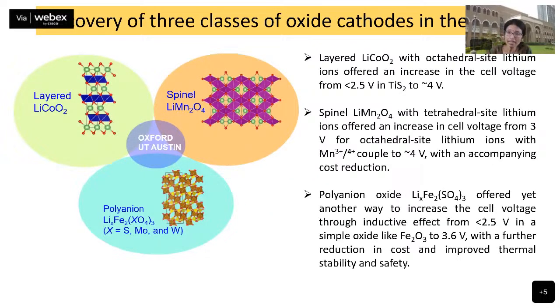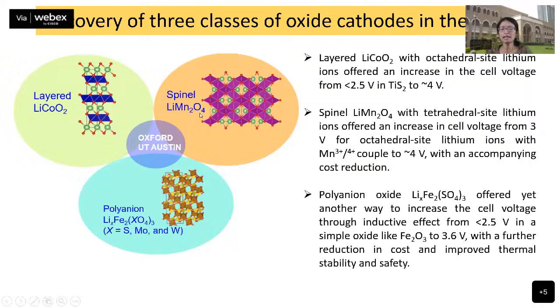Using oxides, 3 different postdoctoral students in John B. Goodenough's lab developed 3 different kinds of oxide materials. One was this layered lithium cobalt oxide, the other was the spinel compound, LiMn2O4, and the third was the polyanion, these lithium iron sulfates, molybdates, and tungstates, which was developed by Ryan. This layered LiCoO2 we have already discussed. We'll discuss it a little more later on.